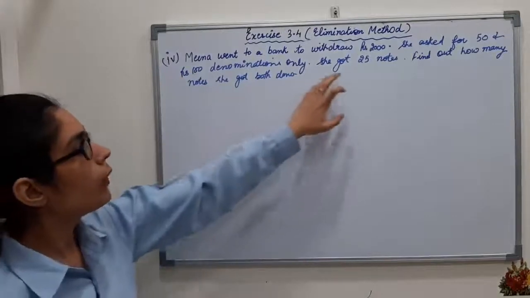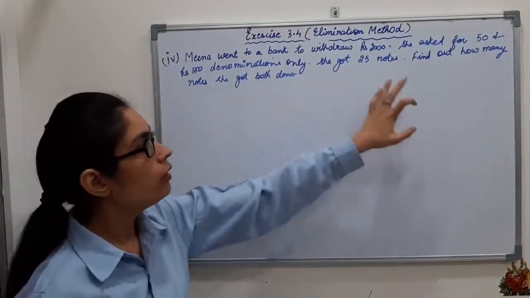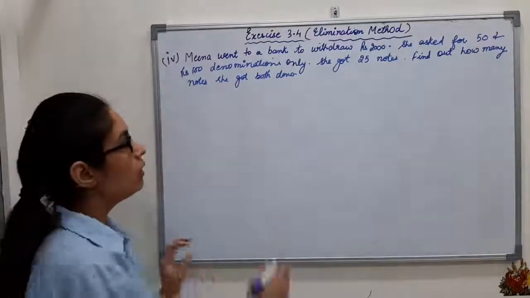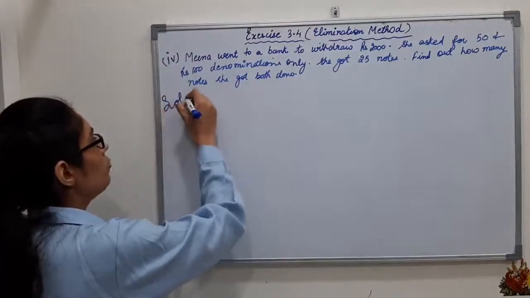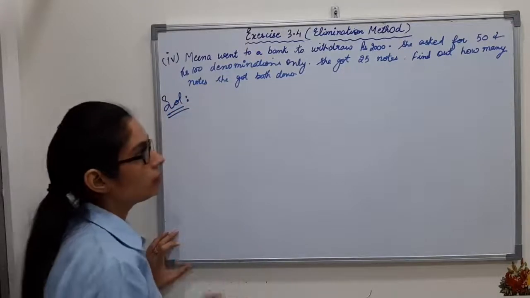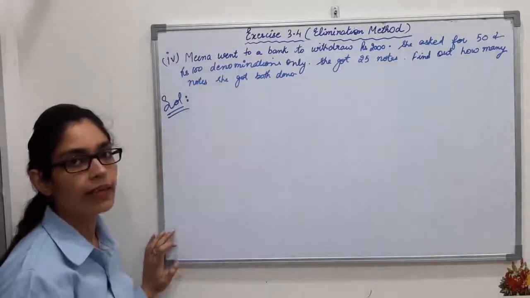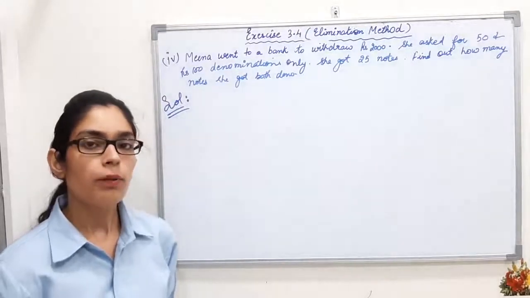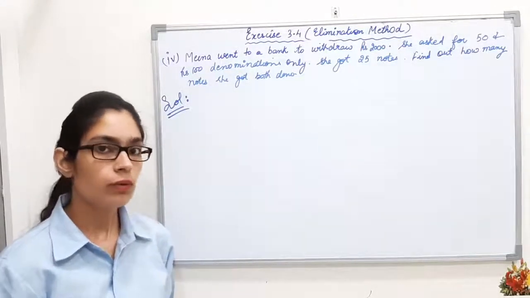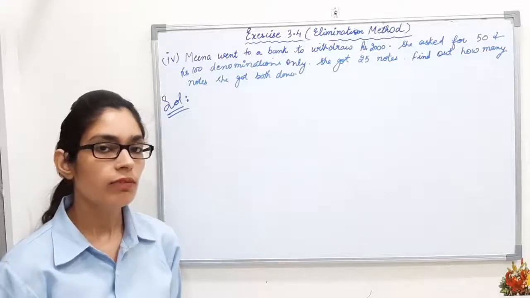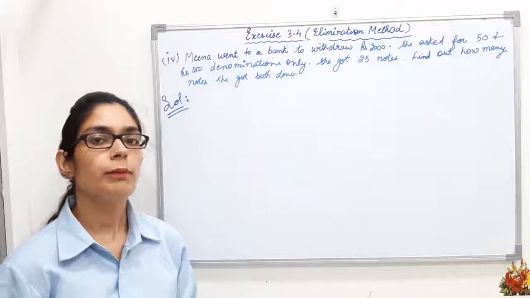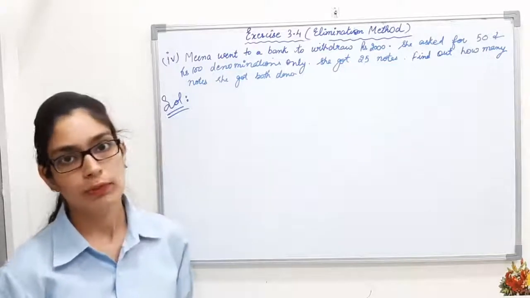And she got 25 notes in total. Find out how many notes she got in both the denominations. As always, we will focus firstly on which thing we have to find. We have to find the total number of notes for both the denominations. So I told you, whatever the thing we have to find, we'll just assume that thing as two variables. One thing will be equal to x and the other thing will be equal to y.